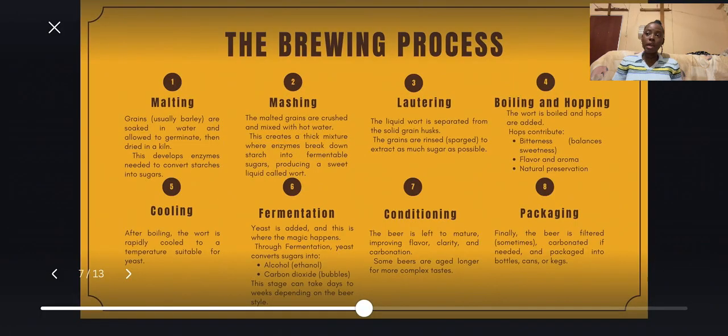This stage could take days or weeks according to the beer style that we are going for. Then the 7th process is conditioning. The beer is left to mature, which improves the flavor, the clarity, and the carbonation. Some beers are aged longer for a complex flavor and a smoother finish on the throat. And lastly, we have number 8, which is packaging. The beer is sometimes filtered and carbonated if needed, then packaged and bottled and sent out in cans and kegs, and in the pretty packaging that we all know and love today.